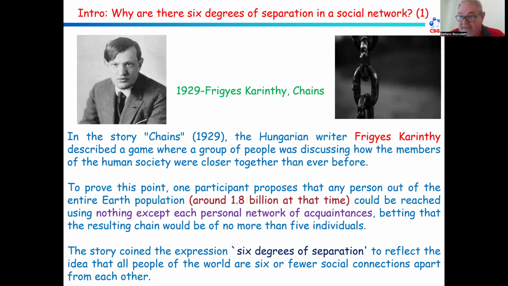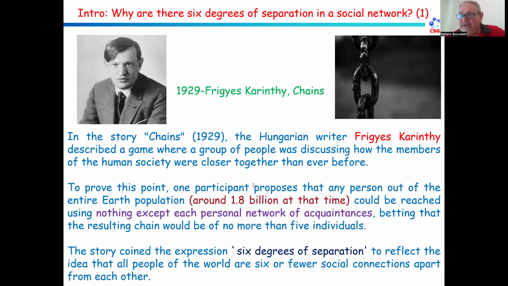And actually, one of the participants of the discussion proposes that any person in the world, at that time the world population was 1.8 billion people, could be reached by any other using a chain in this network of acquaintances of no more than 5 individuals. So that's the idea of six degrees of separation, that you are separated from any other person in the world by a maximum of 6 steps in the shortest path inside the network of acquaintances that is mapping human society. So this story has nothing to do with science. I repeat, it's a novel that coined the expression six degrees of separation.